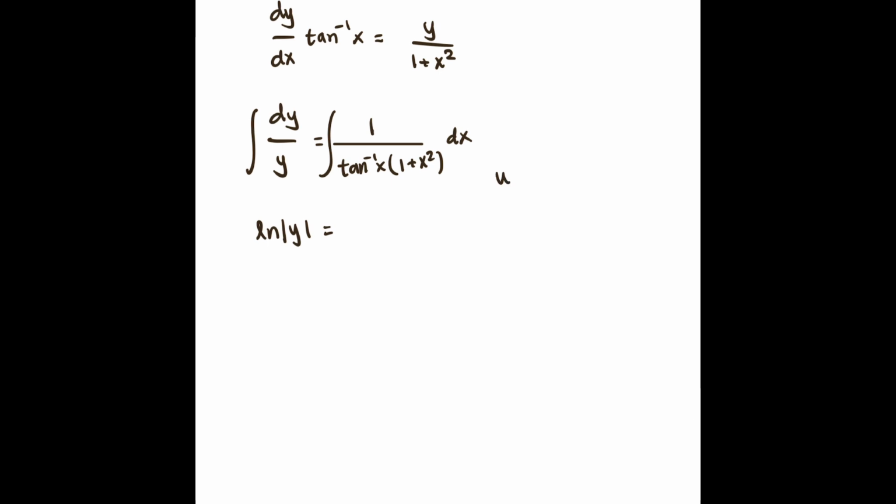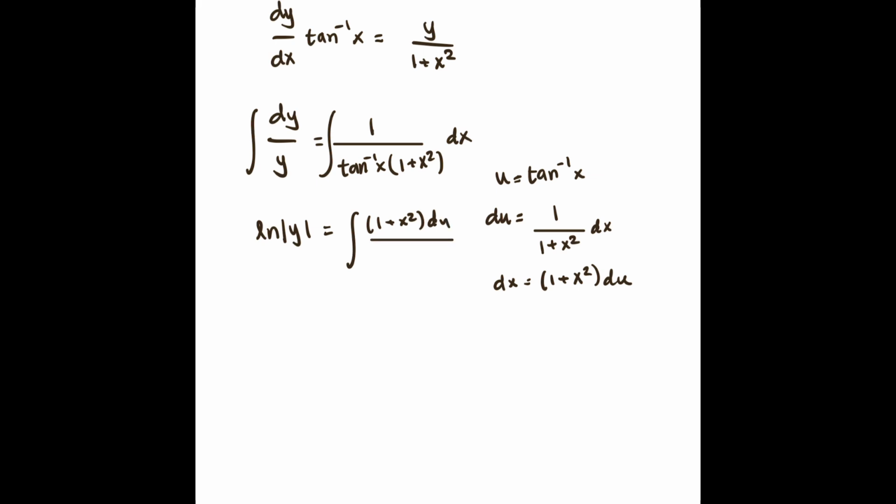And we'll choose u equals the inverse tangent of x. That makes du 1 divided by 1 plus x squared dx. And then if we solve for dx, we get 1 plus x squared du. So let's plug that in. We'll have the integral, plug in dx, which is 1 plus x squared du. And then we'll have tan inverse of x, which is just our u, divided by 1 plus x squared.